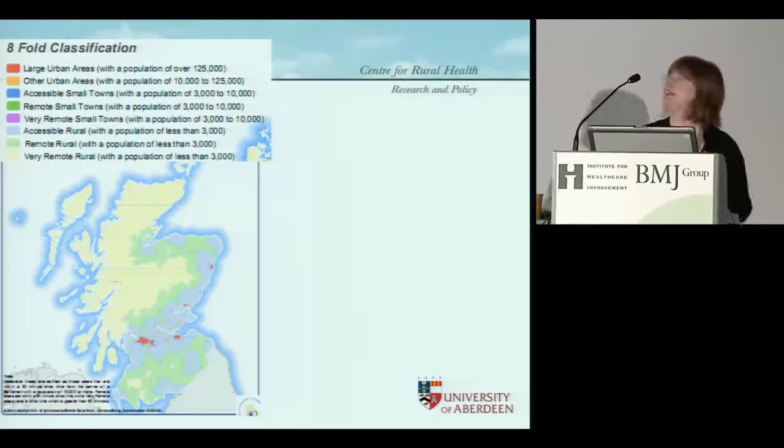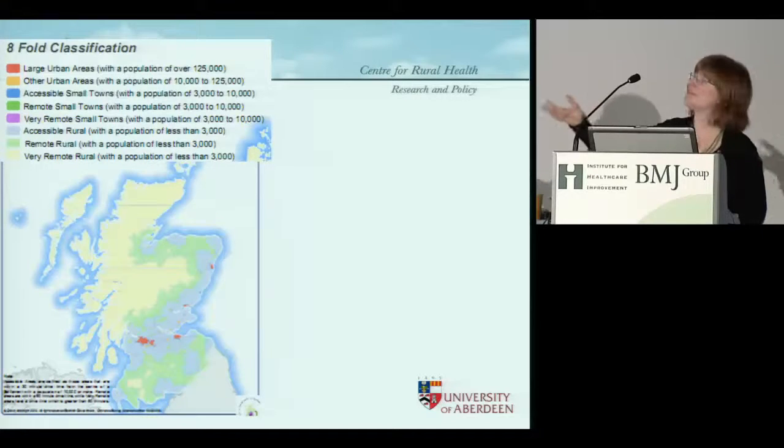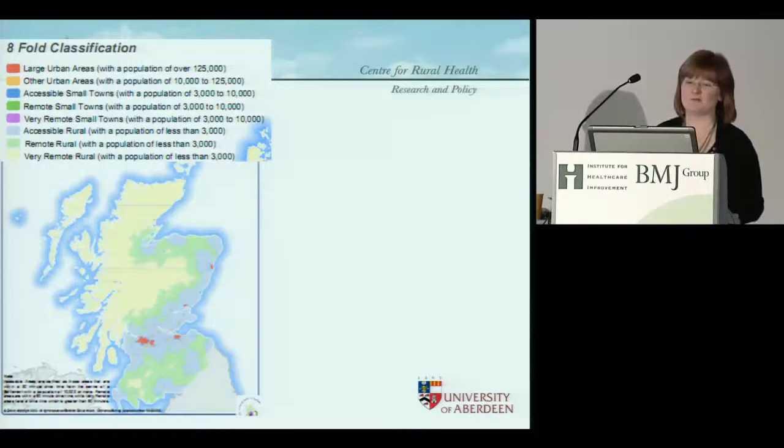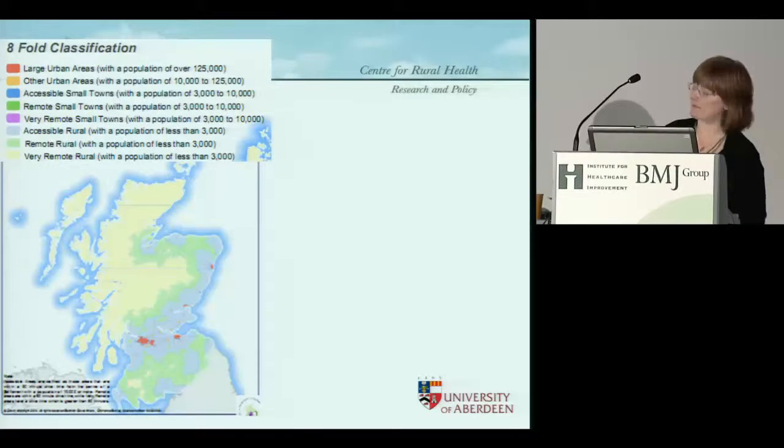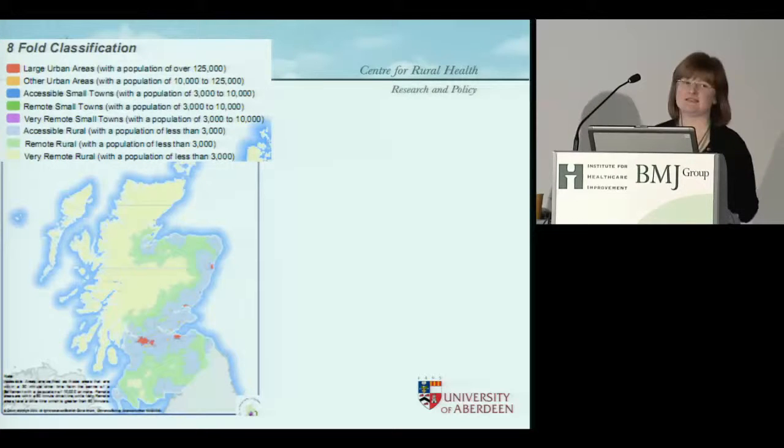So just to give you here, this is a map of Scotland, and it's using the eightfold government classification of urban and rural areas. So you can see that there are different types of rural within Scotland, from the accessible rural through to the very remote rural. All of these areas have settlements with less than 3,000 population, but the very remote rural is more than a 60-minute drive from an urban centre. You can see that very remote category is the light yellow colour on the map, and a lot of the west and north of the country falls into that category, and that's the Highlands and Islands where we're based and our work's been carried out.